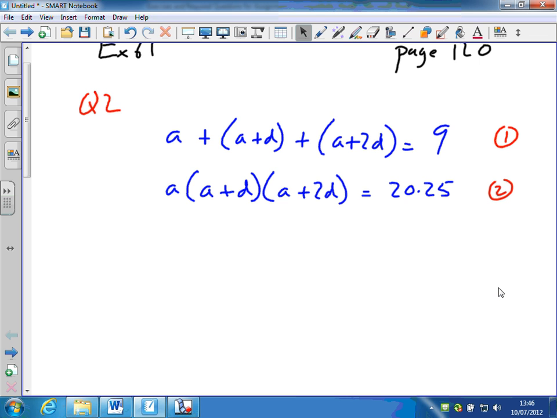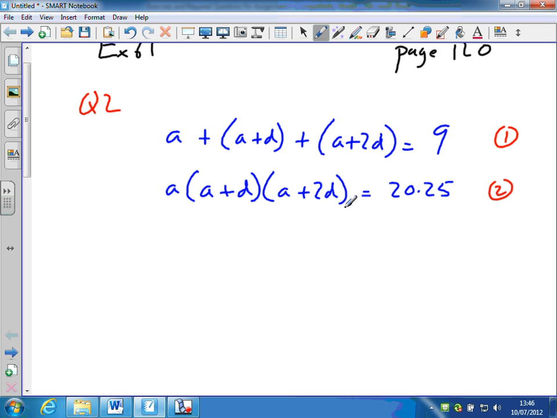And then we also know that the product of those three terms, A, A plus D, and A plus 2D, equals 20.25. So we have two equations, two unknowns. We could try multiplying out this second equation, collecting together like terms in the first, and then solving those two simultaneous equations. This second one, though, would lead to quite an awkward algebraic expression to try and solve. So not an easy thing to do, but doable. You could maybe have a go at it to practice the algebra. However, we can use a nice neat little trick to do this one.